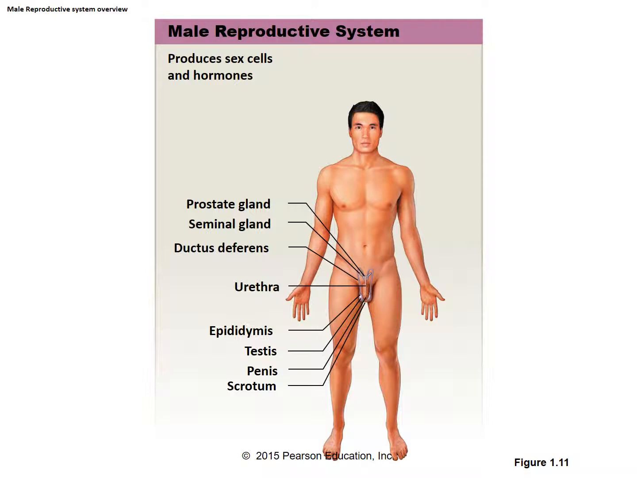The male reproductive system is involved in the production of sex cells, sperm or spermatocytes, as well as hormones that are going to help the development of the spermatocyte. And that is going to conclude Lecture 1.